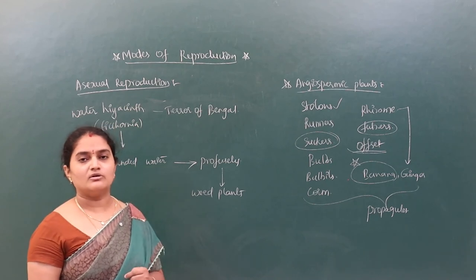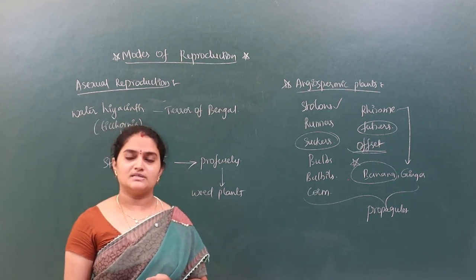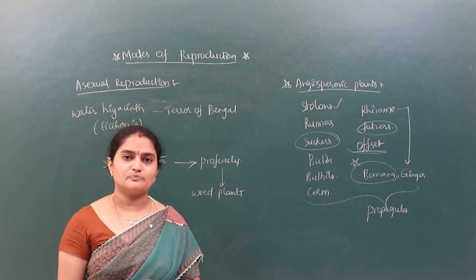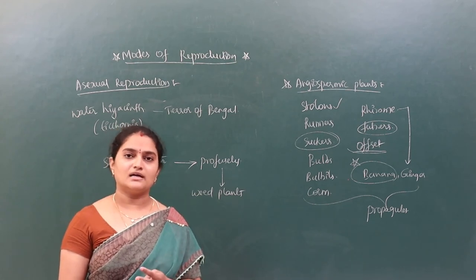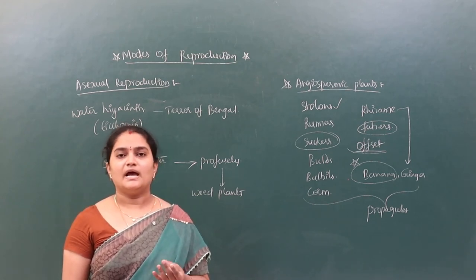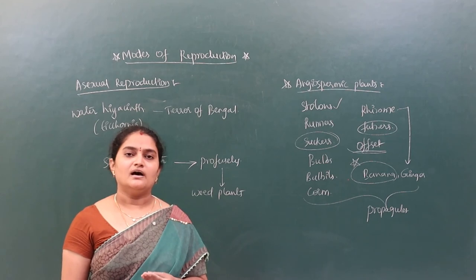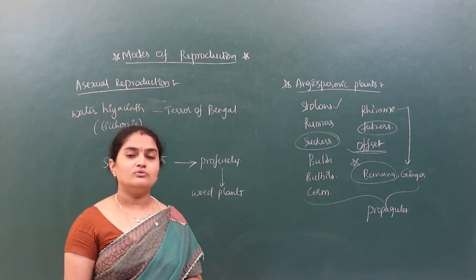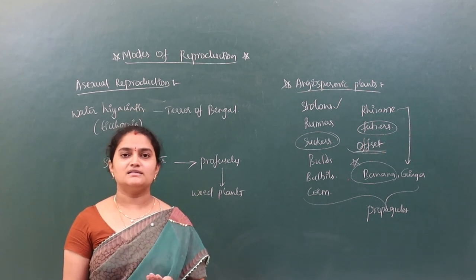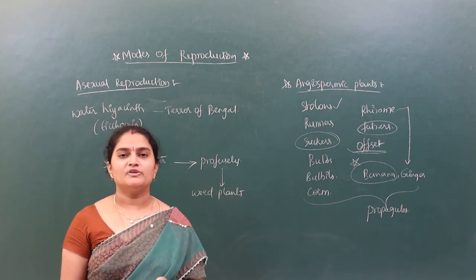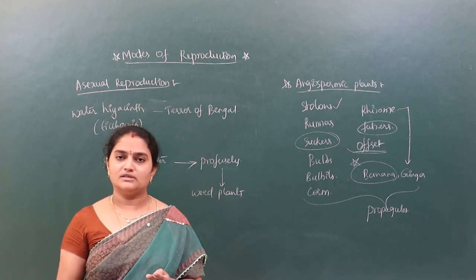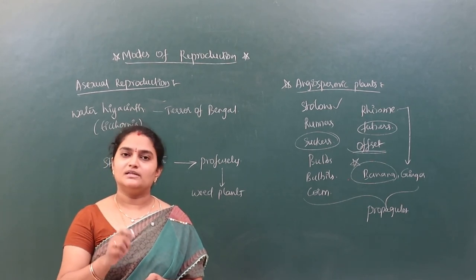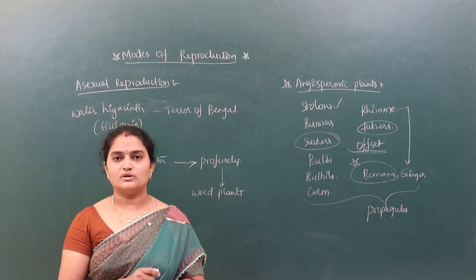So this is about the asexual reproduction exhibited by different plant species, and how algae, bryophytes, pteridophytes and angiosperms exhibit vegetative propagation and asexual reproduction. So till now we have completed this. Asexual reproduction is over. Then in the next session we are going to discuss sexual reproduction.